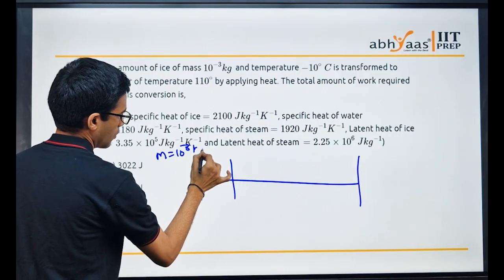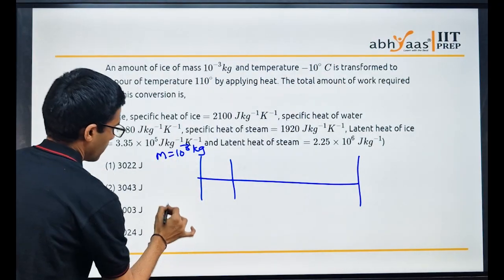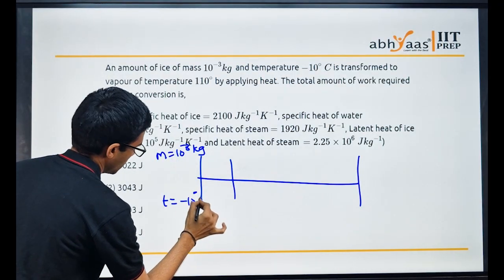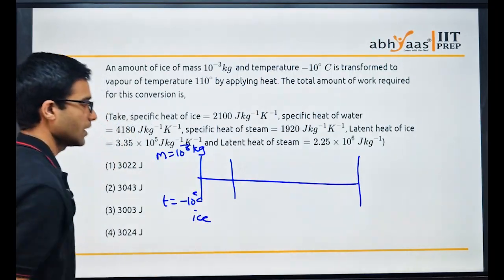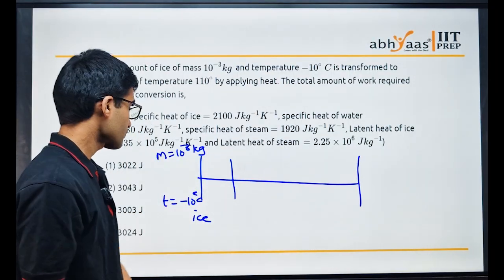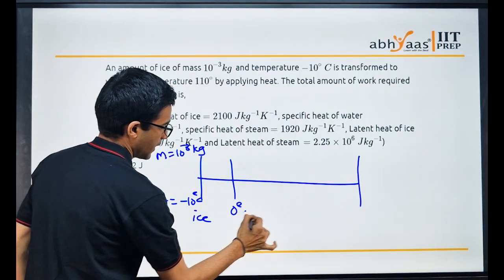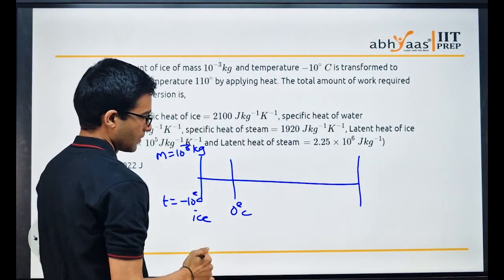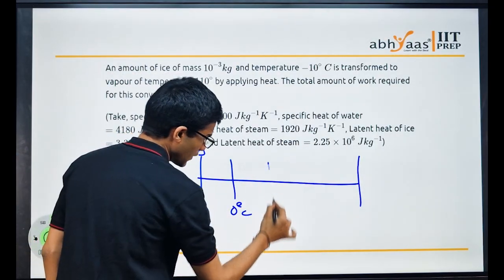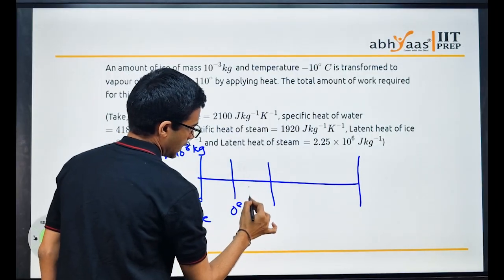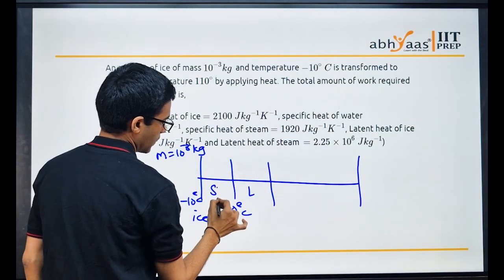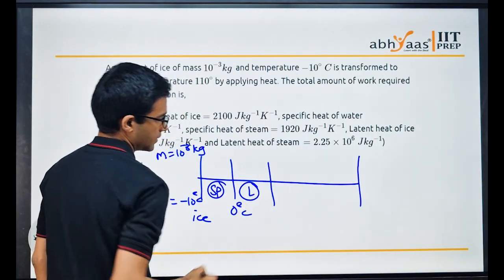First stage: m equals 10 power minus 3, temperature is minus 10 degrees centigrade, ice. Initially the ice will convert from minus 10 degrees centigrade to 0 degrees centigrade. It has to reach the vapor state, so it will change phase. This is latent heat, this is specific heat. I'll write it like this so you can easily understand.